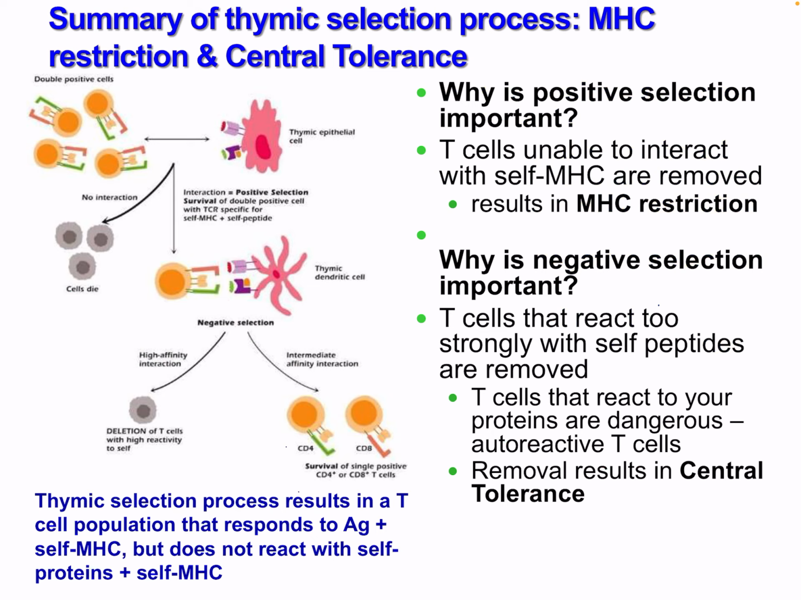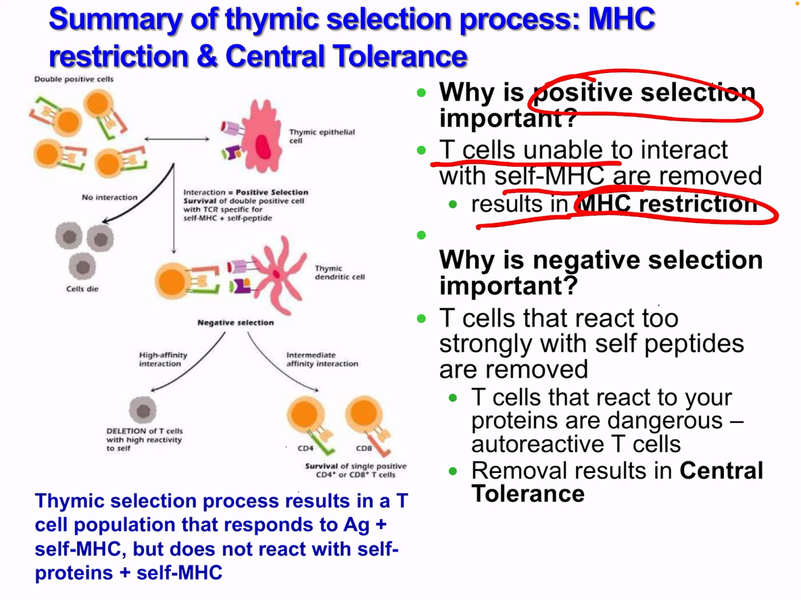So, a summary of this thymic selection process, MHC restriction and central tolerance. Why is positive selection important? T cells unable to interact with self-MHC are removed, and this results in MHC restriction. Why is negative selection important? T cells that react too strongly with self-peptides are removed. T cells that react to your own proteins are dangerous and can be autoreactive T cells. Removal results in central tolerance.